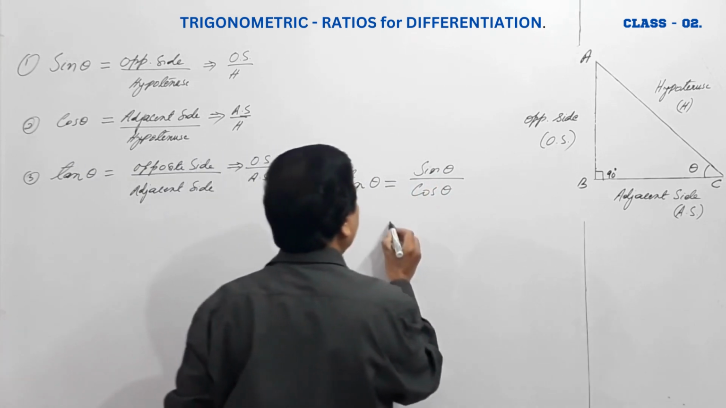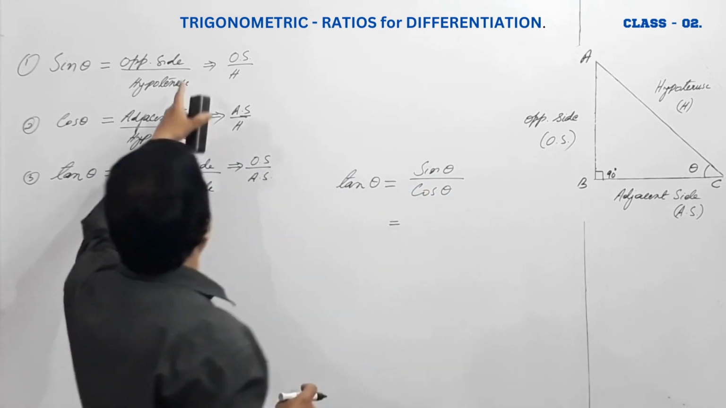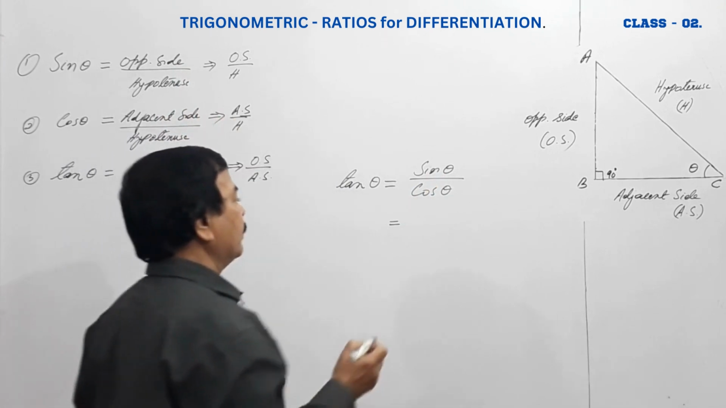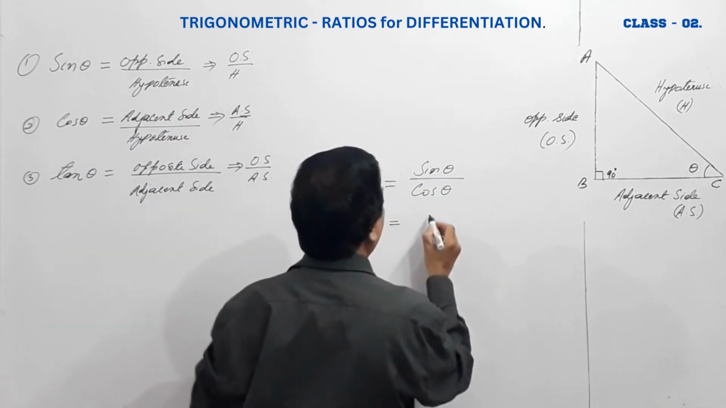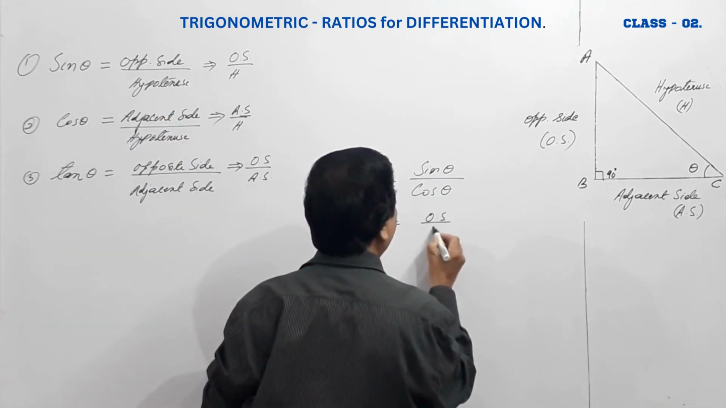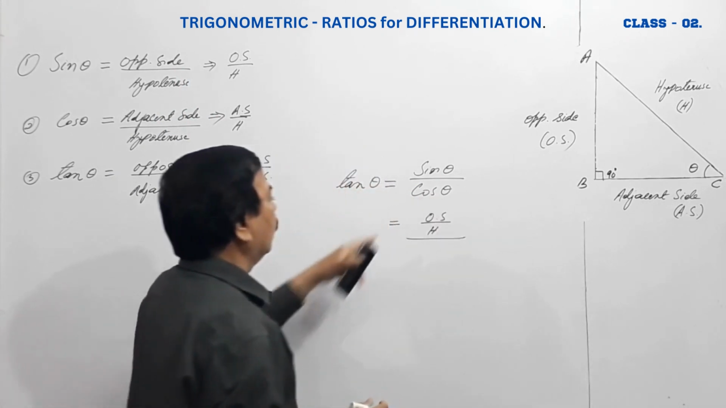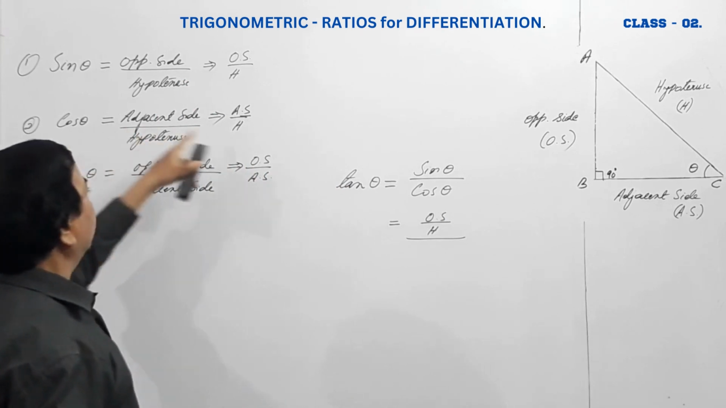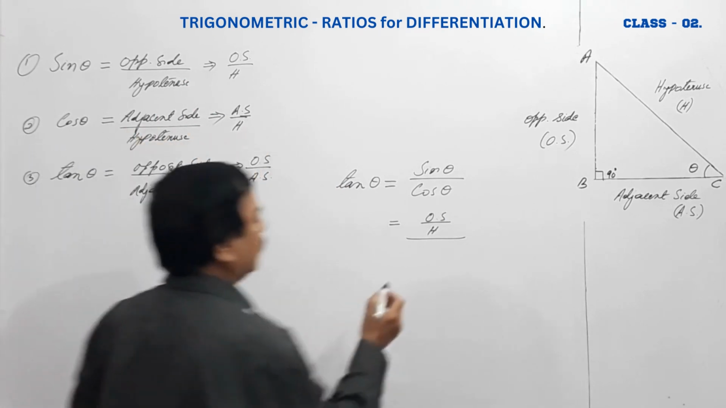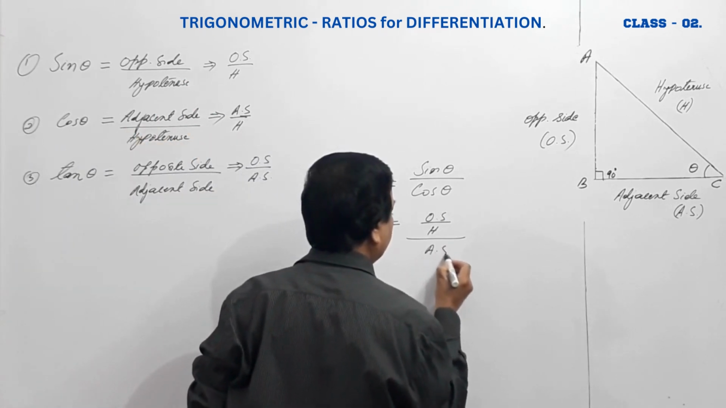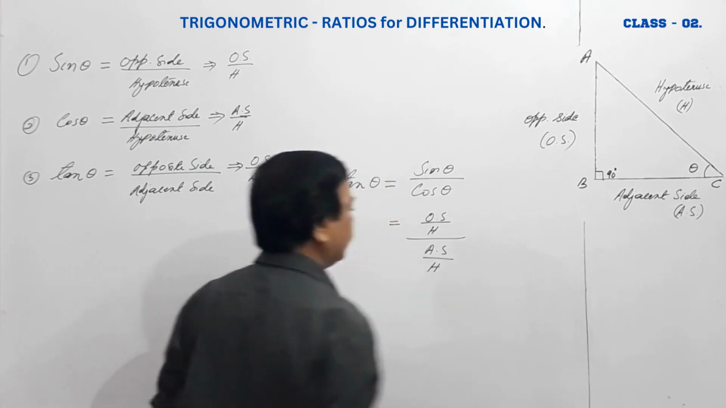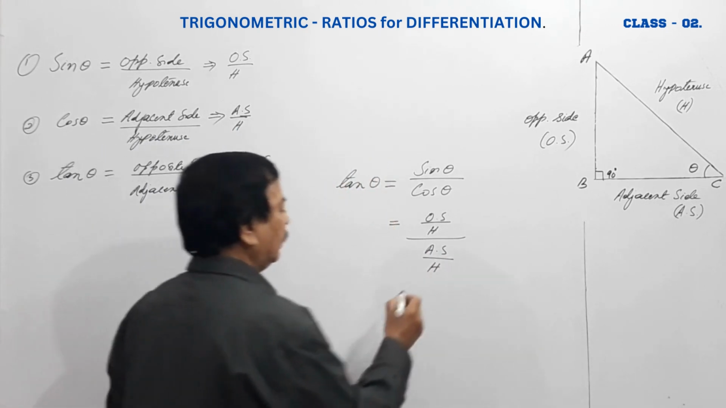Now what is sin theta? Sin theta is opposite side by hypotenuse. I'll write opposite side by hypotenuse, divided by, what is cos theta? Cos theta is adjacent side by hypotenuse. So that is adjacent side by hypotenuse. So what happens here?